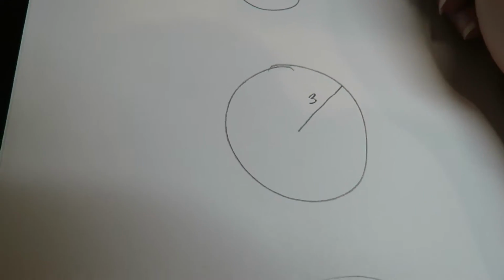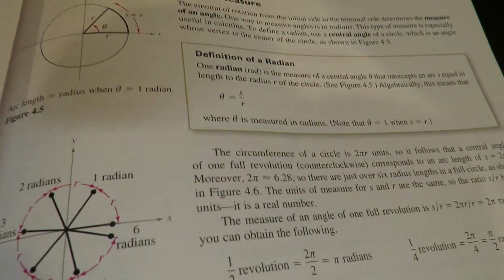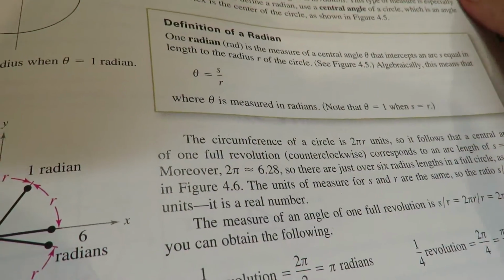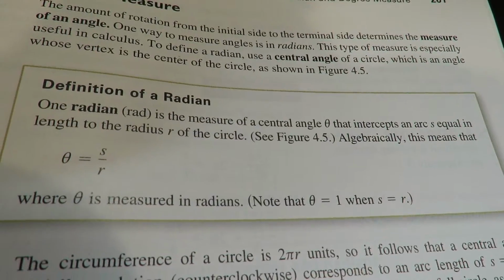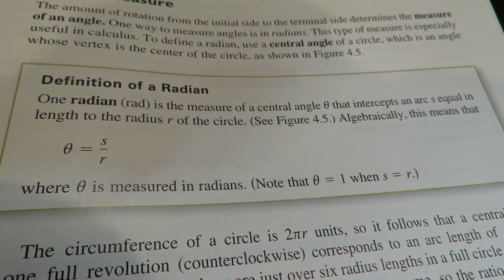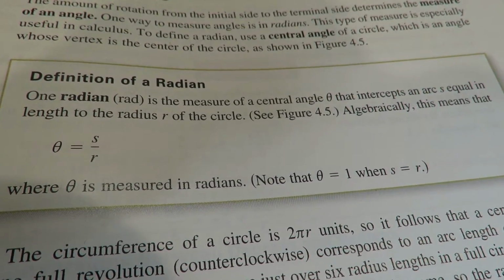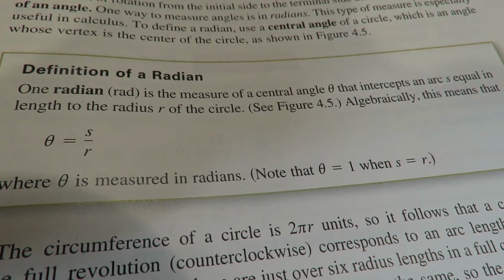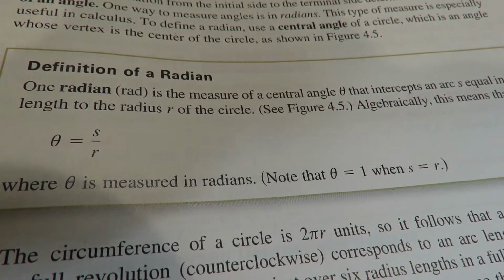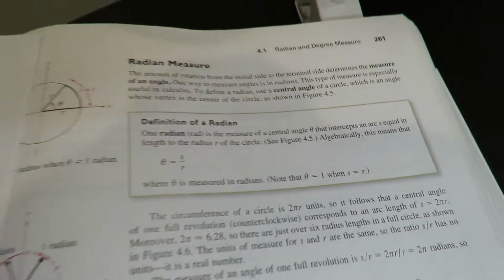Let's now take a moment to discuss radians. Radians is the one that you're going to have a little bit more difficulty with. Let's start by going over the definition. One radian is the measure of a central angle that intercepts an arc s equal in length to the radius of the circle. Algebraically, this means that theta equals s over r, where theta is measured in radians. Note when theta is 1, s equals r.